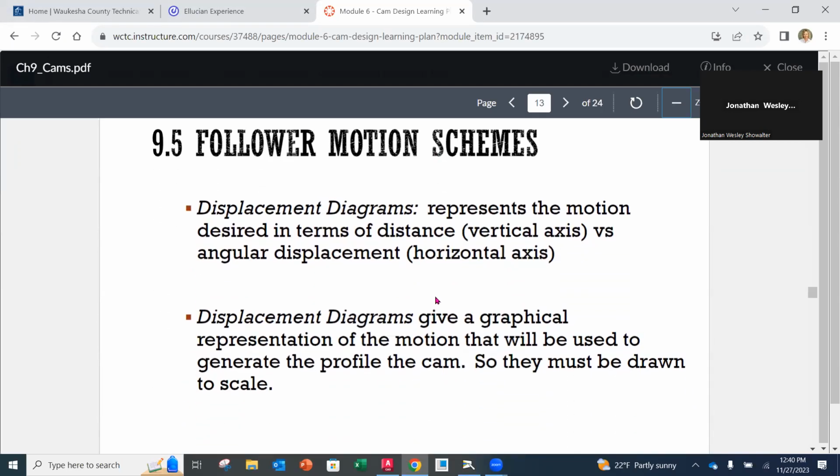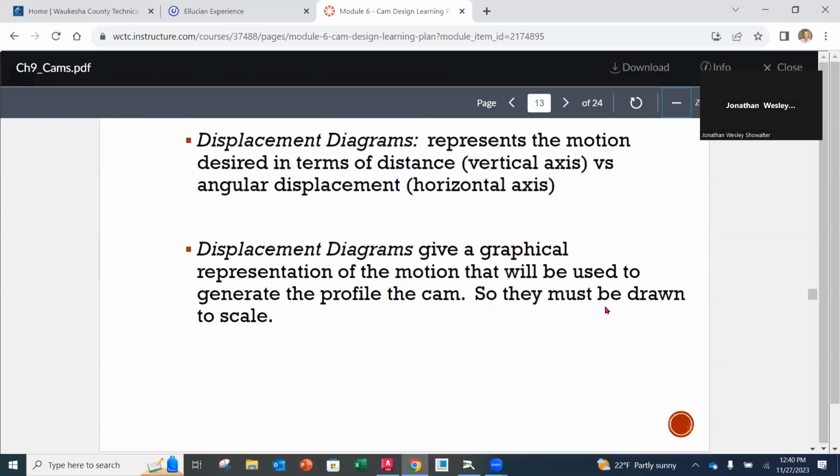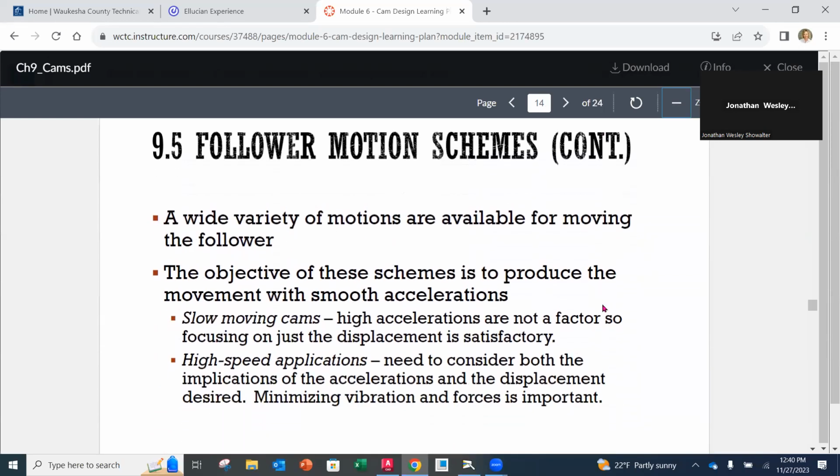Okay. So again, we've looked at already the displacement diagram. It represents the motion desired in terms of distance on the vertical axis and angular displacement on the horizontal axis. And we saw it in a couple different ways, by degrees, but then also by time. Displacement diagrams give a graphical representation of the motion that will be used to generate the profile of the cam. So they must be drawn to scale. That's why we need to do them very accurately, and CAD is the best way to do that. Now let's look at follower motion schemes.